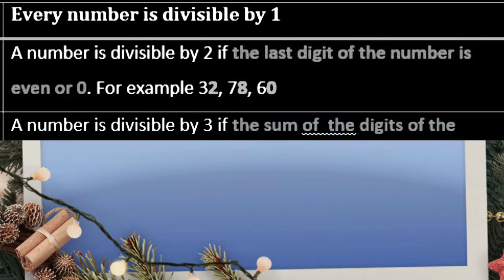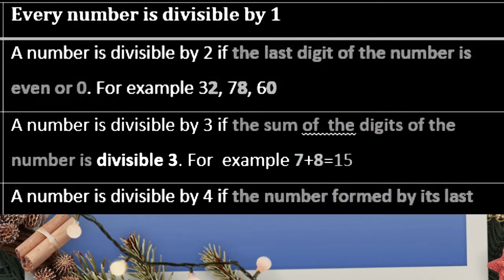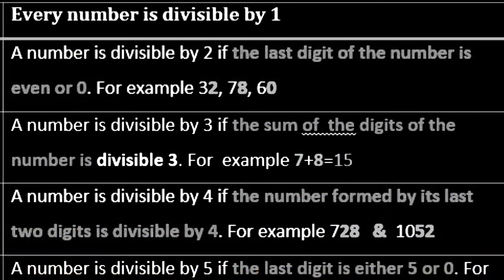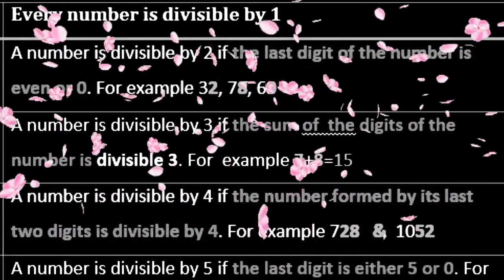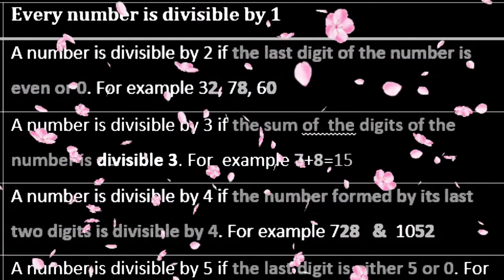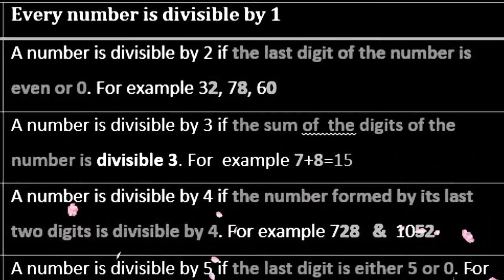Children, first we'll see the rules for it. Already we have learned them in 5th standard, so just see the rules. Every number is divisible by 1. A number is divisible by 2 if the last digit of the number is even or 0. For example, 32: 2 is an even number. 78: 8 is an even number. And 60.